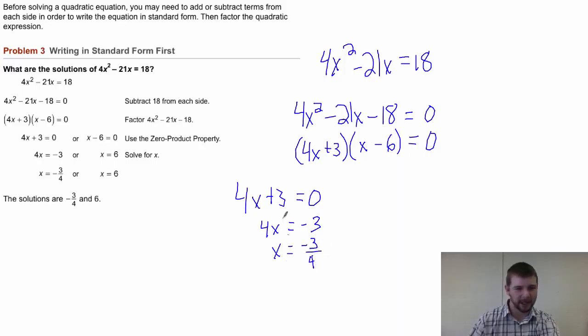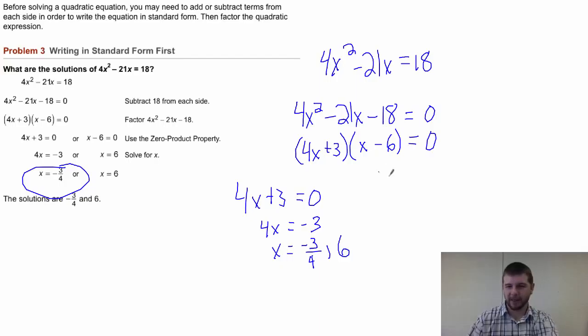A quick check against the book's work to make sure I'm on track. Looks great. And then our second binomial. What value of x makes this binomial equal 0? Well, that's pretty simple. That's 6. 6 minus 6 is 0, and then the rest would be history. So, two solutions, x equals negative 3/4, and x equals positive 6.